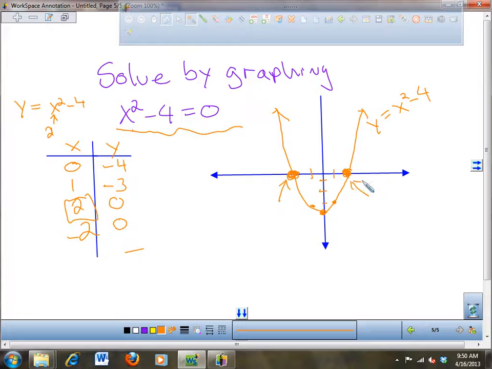So basically, what you're doing when you're solving a quadratic equation, when you have 0 on this side, you're finding where it crosses the x-axis, okay? And that's called finding the zeros. It's called solving by graphing, okay? And so the answer is x equals 2 or x equals negative 2. So with a lot of these, you will get 2 answers.